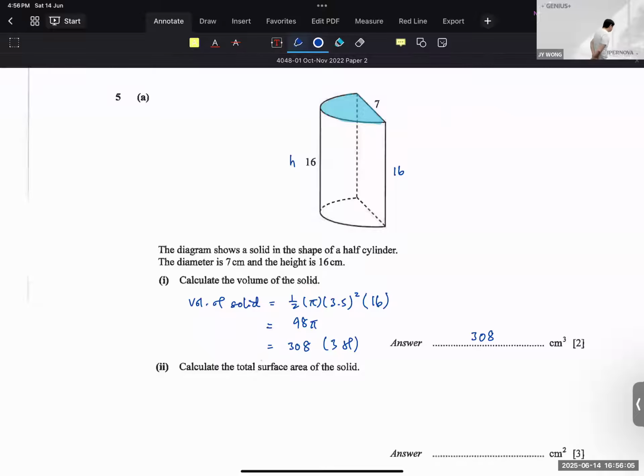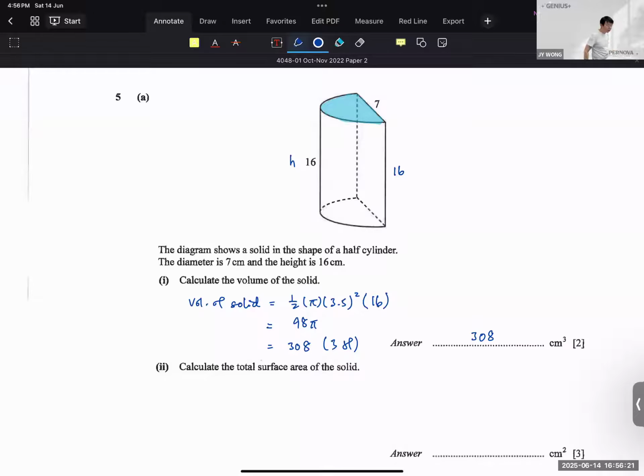So how to find the curved surface area? In a normal cylinder, the curved surface area is circumference times height, right? In a half cylinder, it's the same thing. It's the circumference of the semicircle. So you just take your circumference divided by 2 and then times height. That's it. Okay? And you realize this question is 3 marks, but they barely give you any space. Cambridge is telling you it's 3 marks, but it's very easy. Don't even need space to do.